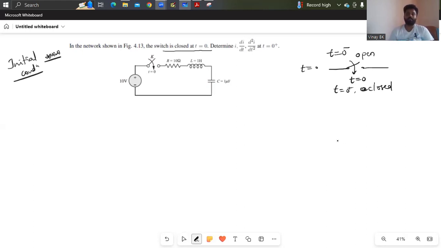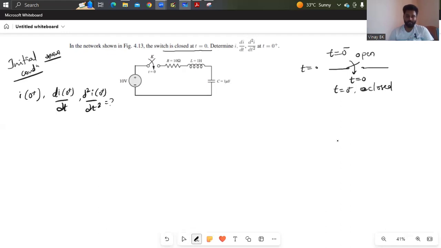They ask you to find the value of I when t equals 0 plus. You need to find I of 0 plus, di of 0 plus divided by dt, and also d square I of 0 plus divided by dt square. These all you need to find. So before that, first you need to find the current flowing through the inductor and the voltage across the capacitor.